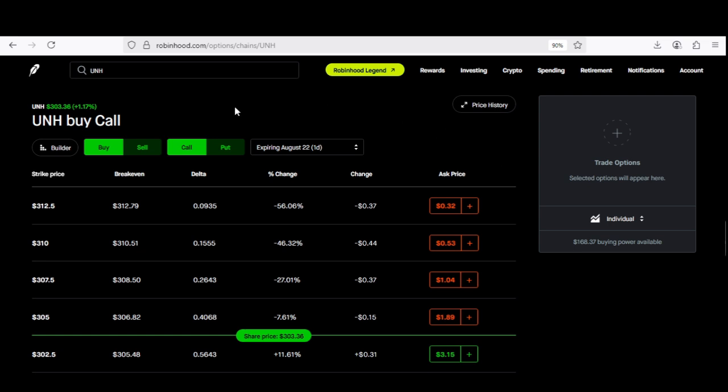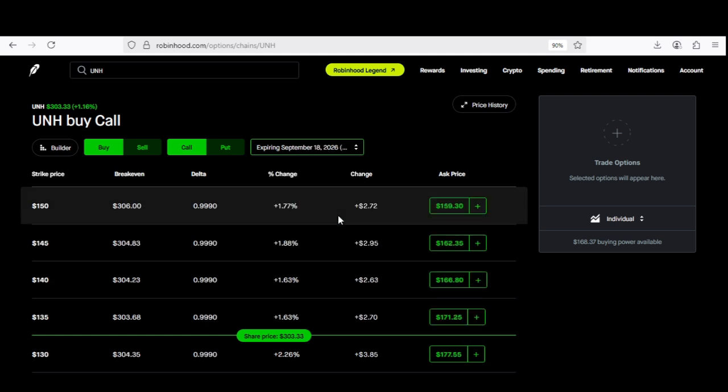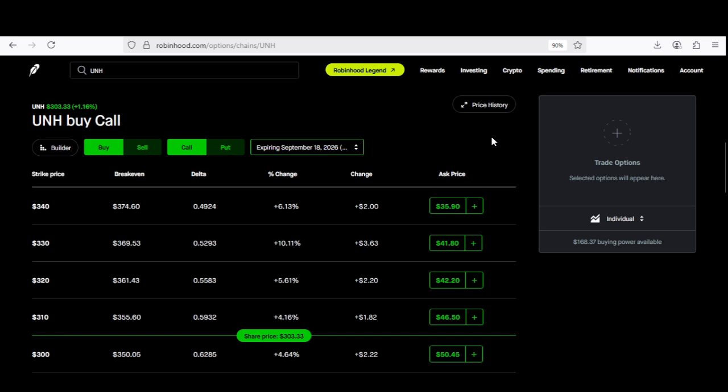So what we're going to do now, we're going to go ahead and buy a call, and we're going to choose our strike date. The strike date I will be going with is going to be September 18th, 2026, and that's going to give me 393 days to expiration. This is going to be known as a LEAPS option.